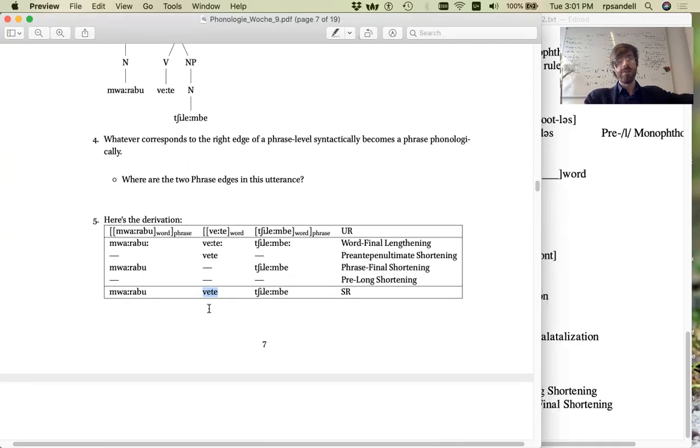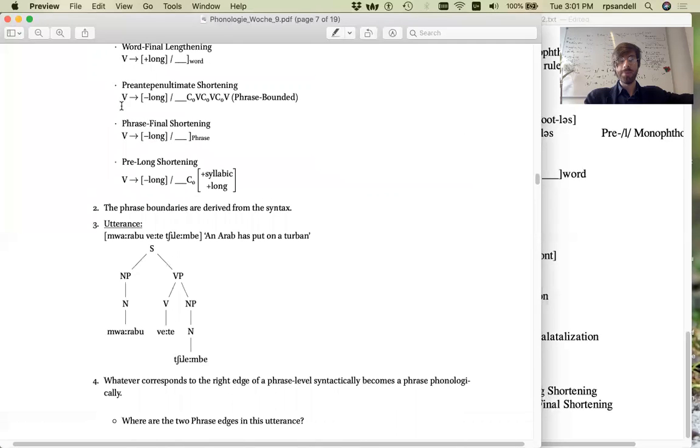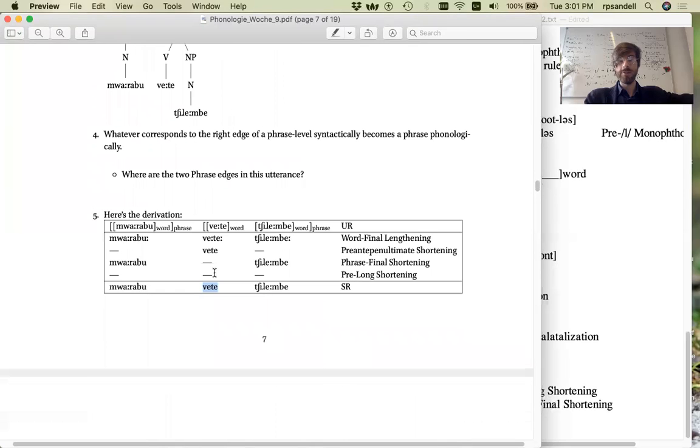Crucially, the most crucial part was the application of shortening of long vowels inside of phrases when they were followed by at least 3 other vowels. The result of that was to make sure that both vowels in the verb put on vete become short a.